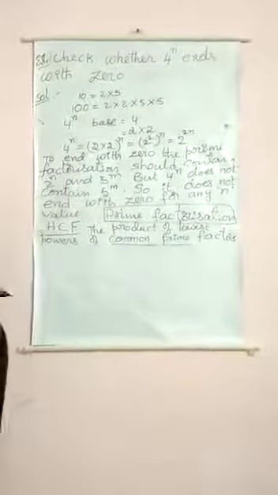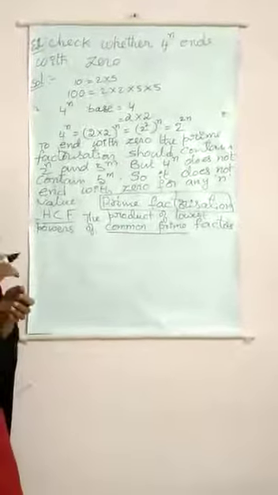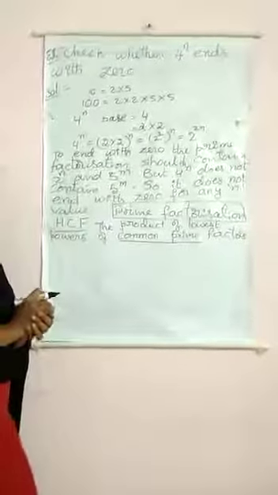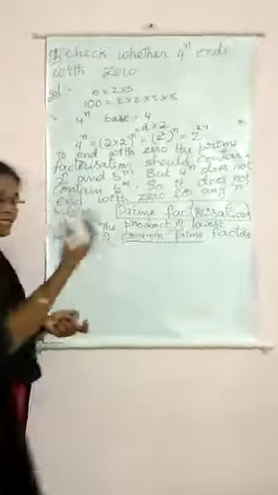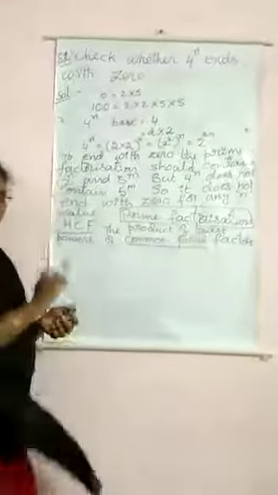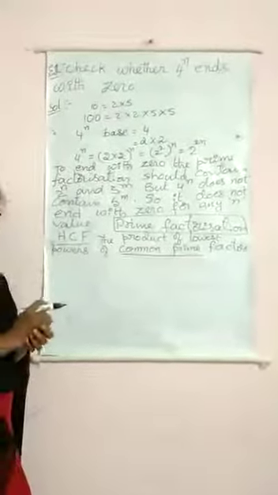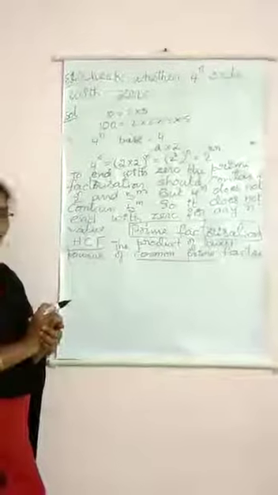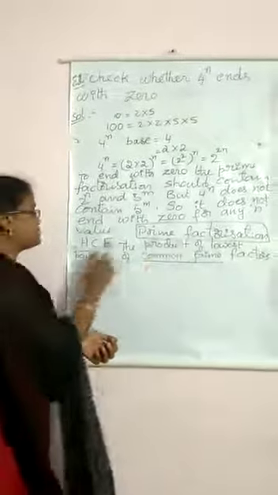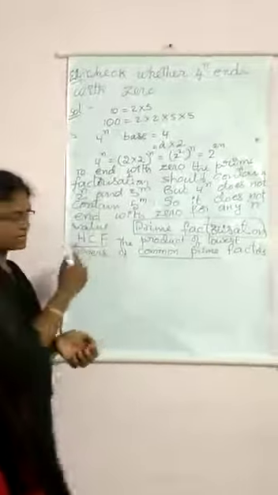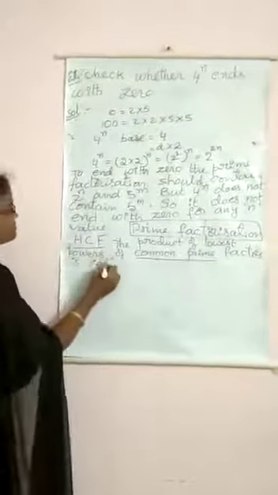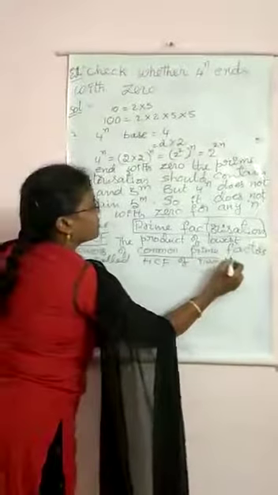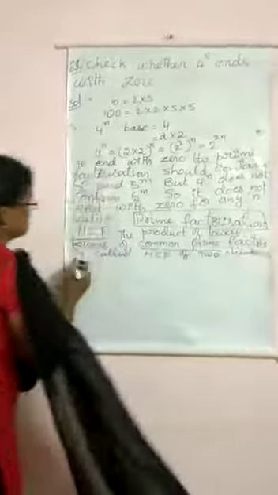If we take two numbers and do prime factorization, you have to check what the common prime numbers are in those two numbers, and take the product of them with the lowest powers. For example, if two numbers have 2 square and 2 cube, you have to take 2 square. So the product of lowest powers of common prime factors is called HCF of two numbers.